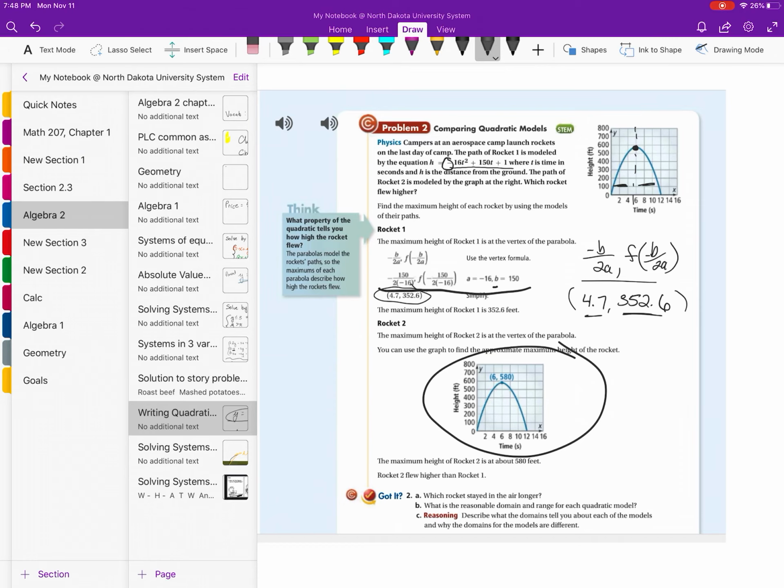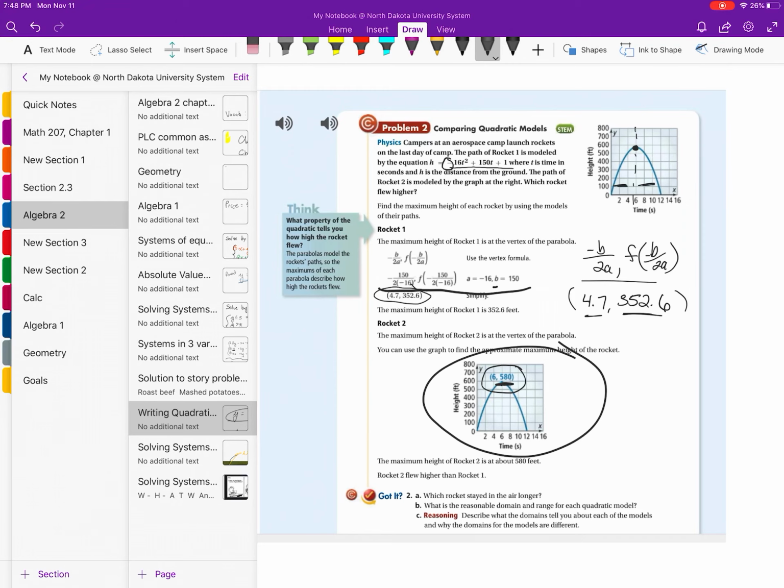Okay, so we compare that now to the graph of the second rocket, and they very kindly have given us the vertex for the second rocket, and we can clearly see that 580 is much higher than 352, so we know rocket 2 went higher.